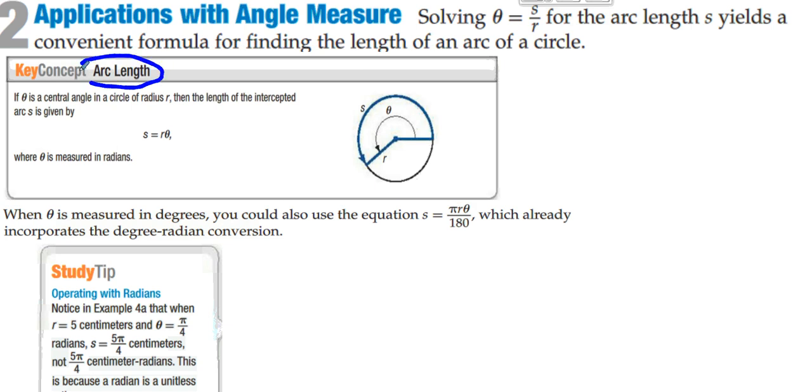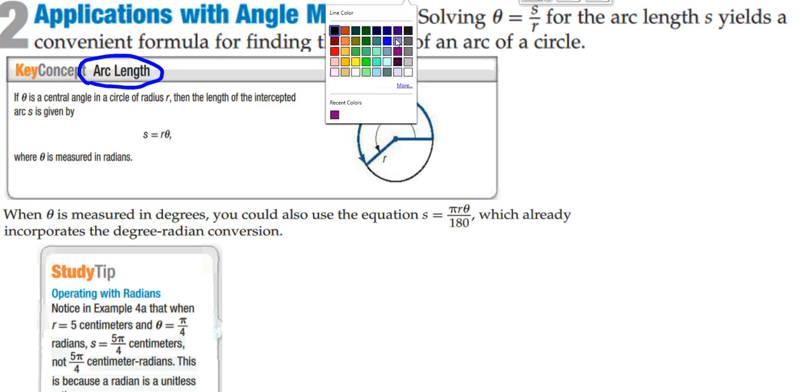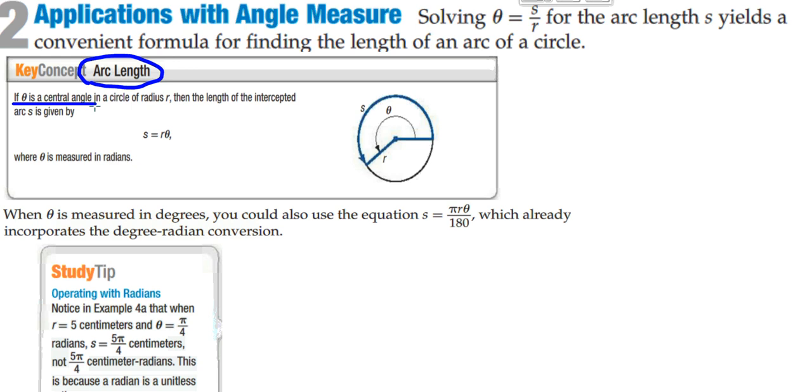So arc length, you're going to write that down. If theta is the central angle in a circle and r is the radius, then the length of the intercepted arc s is given by s equals r theta. And please make sure you write this, that theta is measured in radians.